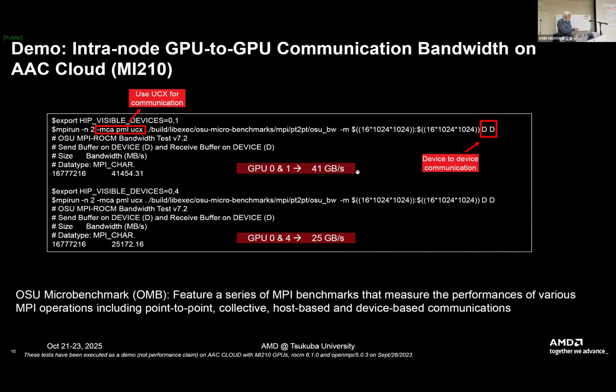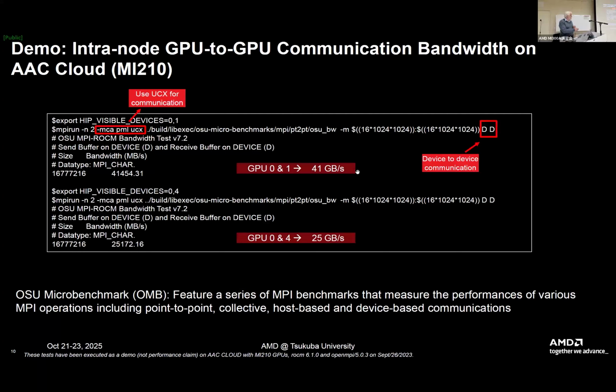And so we can set GPU 0 and 1 and communicate between those two. How do we do that? Well, we use this environment variable, HIP_VISIBLE_DEVICES, or we allocate just 2 GPUs on the node. HIP_VISIBLE_DEVICES is going to force it to only use 0 and 1. You can make it 0 and 2, 0 and 4, and measure the different bandwidths between the different GPUs.